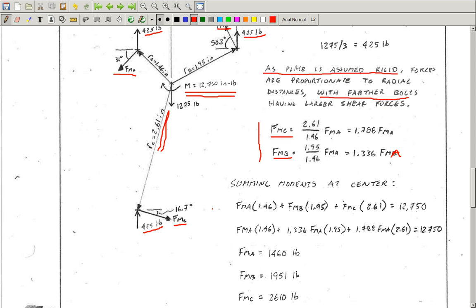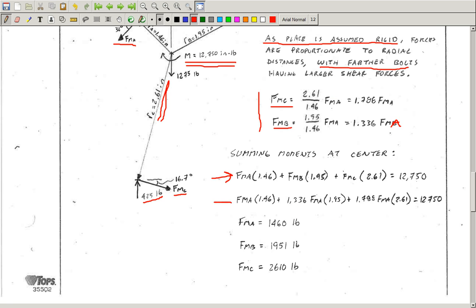So when I write out the summation of moments about the centroid, FMA, FMB, FMC, and then I substitute in the expressions that I just came up with above here, I now only have the one unknown and I can solve for FMA. Once I have FMA, I can plug that into these 2 expressions here and solve for FMB and FMC. So those are the shear forces due to the torsion, the twisting of the bolt pattern.